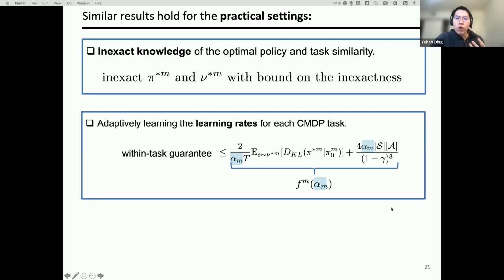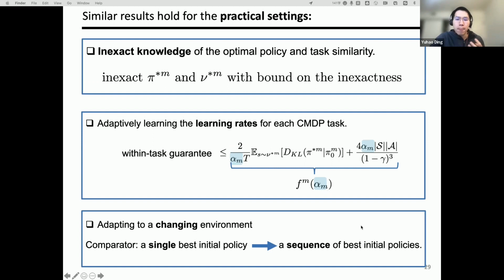And in addition, we can also adaptively update the learning rate for each CMDP task. That is, this learning rate, which is denoted by the notation alpha m, can also be adaptively learned such that we can adjust this learning rate for the upcoming new tasks to make the learning more efficient. And the idea is similar: we can still regard this upper bound as a convex function of the learning rate and then apply an online convex optimization algorithm to sequentially update the learning rate for the upcoming new task.